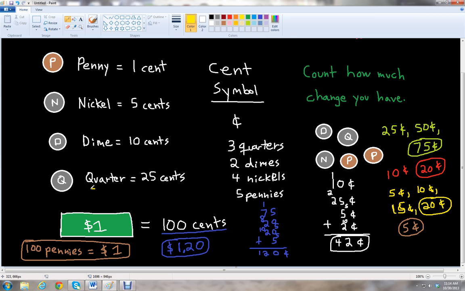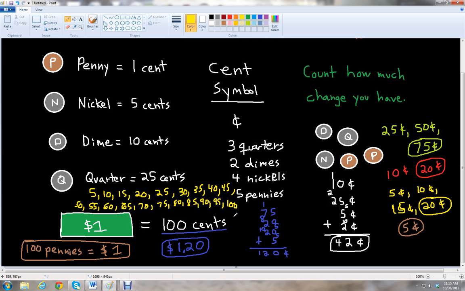count by fives. So we have 5, 10, 15, 20, 25, 30, 35, 40, 45, 50, 55, 60, 65, 70, 75, 80, 85, 90, 95, and then we have 100. So we have 100 cents.